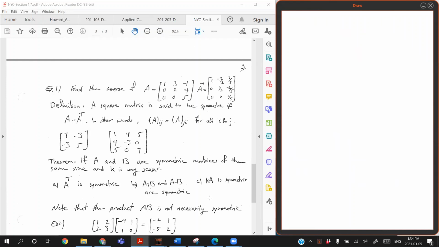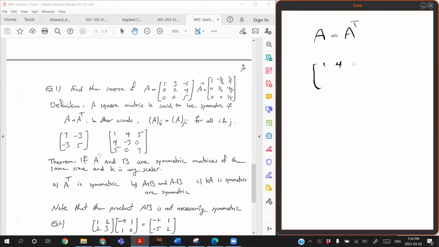Next, we have the definition of a symmetric matrix. A matrix is symmetric if the original matrix and the transpose of it are the same. So if you have a matrix and you transpose it and it doesn't change, then it's symmetric. Like, for example, these two matrices here.